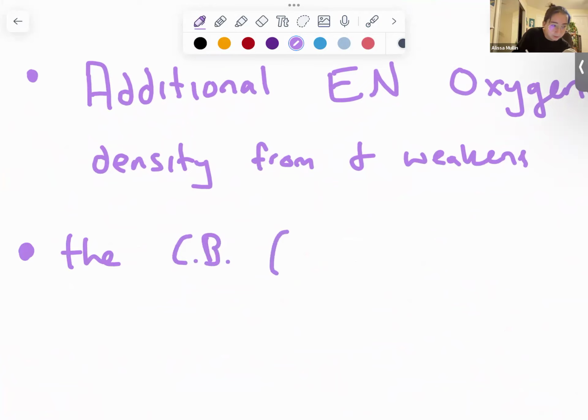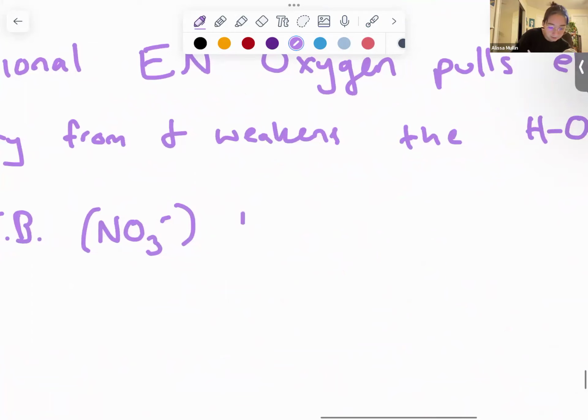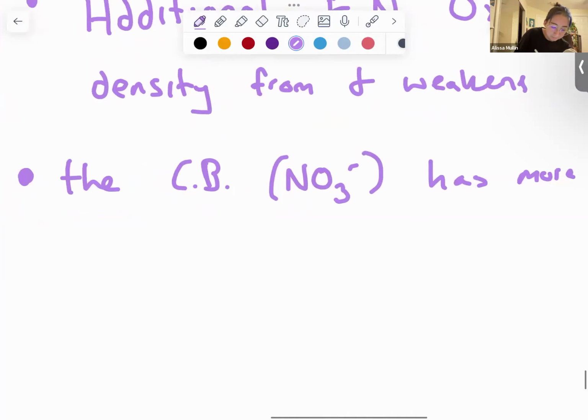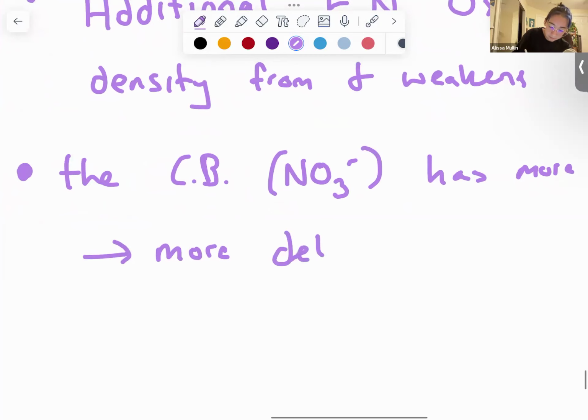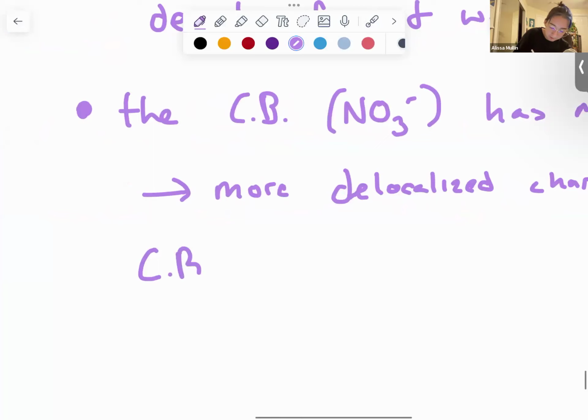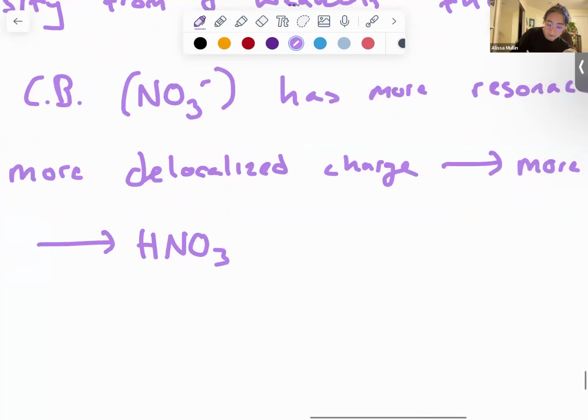The conjugate base, NO3 minus, has more resonance forms, more delocalized charge, which leads to a more stable conjugate base, which is stronger. Yes. Okay.